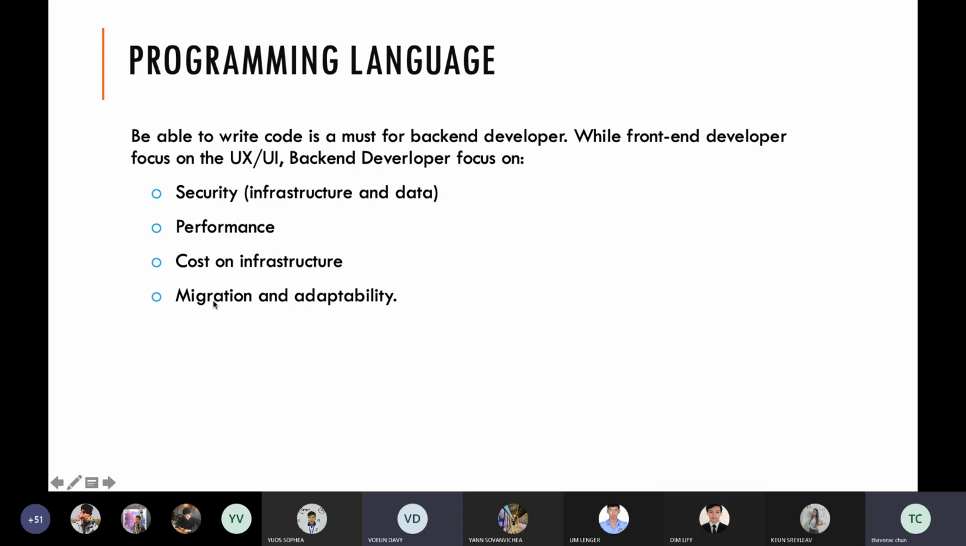Okay, and the last one here is about the migration and adaptability, because technology keep moving forward. So just like PHP, it keep increasing. Currently, it's up until version 8, version 9. So you need to make sure the application can be migrated, or at least can allow the software to connect with your application from the front end. Okay, so all of these things is the responsibility for backend developer.